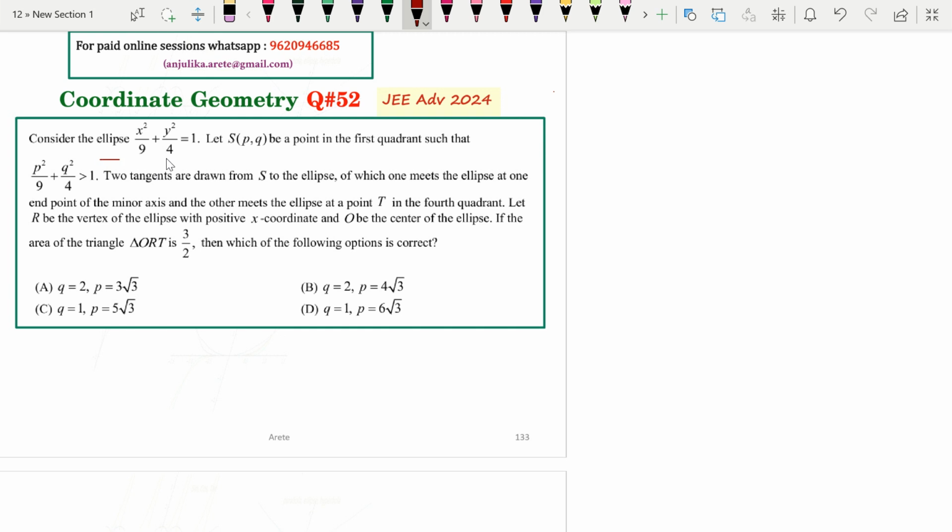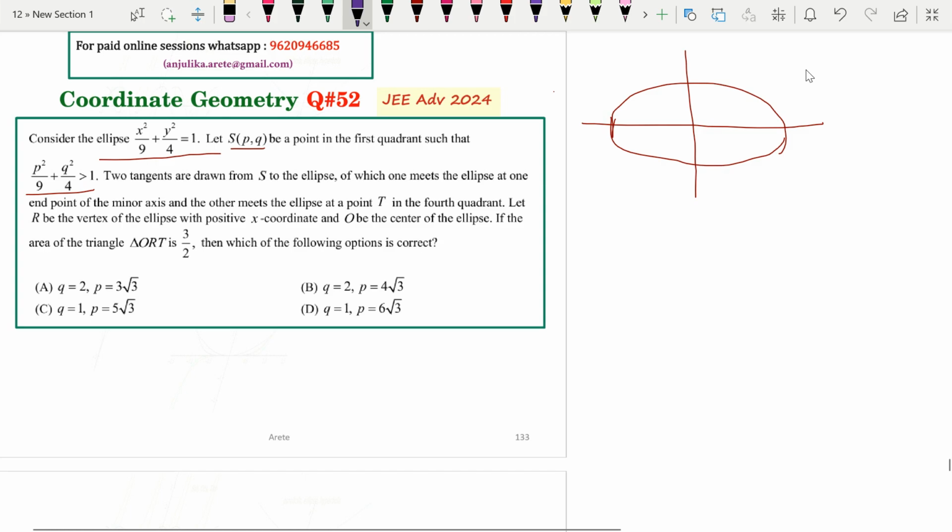Have this question, an ellipse is given to you, so you can see that the major axis is along the x-axis. Next they are saying that S is a point in the first quadrant such that this is happening. What does that mean? They're just telling you that the point is outside the ellipse. That's the point S they are talking about, P comma Q.